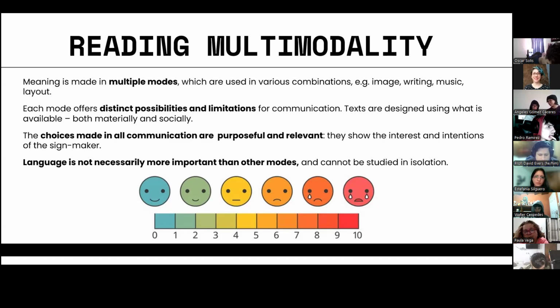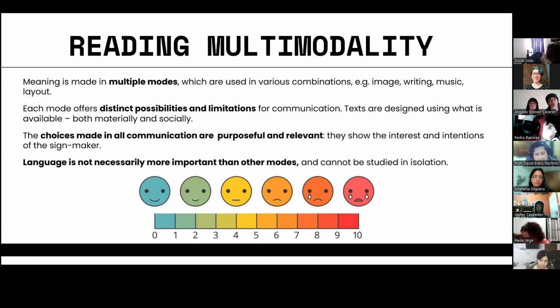So since we have distinct possibilities and distinct limitations, when constructing meaning, when writing, whether with text, audio, image, or whatever, we make choices. And those choices are purposeful. They have a purpose and they are relevant. They show the interest and the intentions of the sign maker, of the person who is writing, the person who is speaking, the person who is dancing, or whatever. There is a reason why they are doing it in a specific way and not in another way.